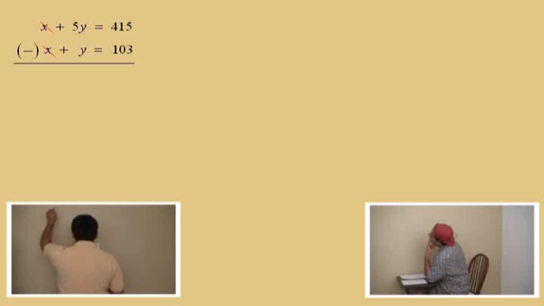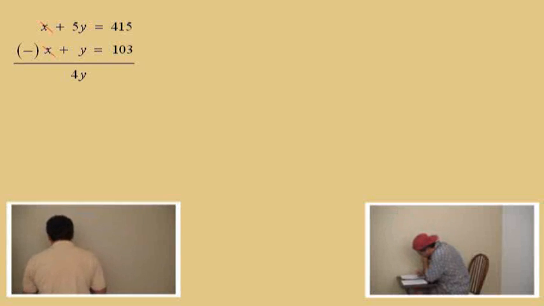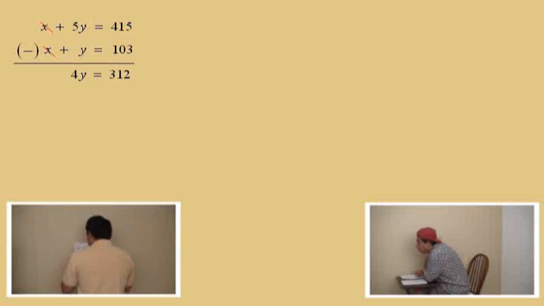Now, what's 5y subtract y, Charlie? 4y. 4y, very nice. And the right-hand side, 415 subtract 103. You should be able to do it. What do you get? 312. 312, very nice, okay?